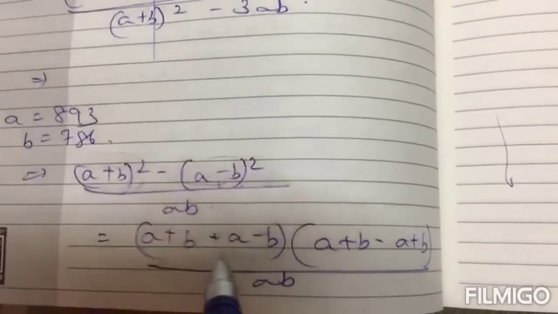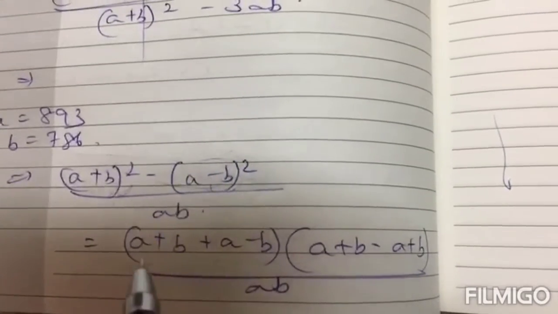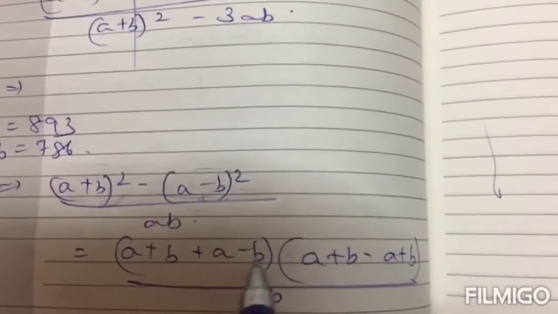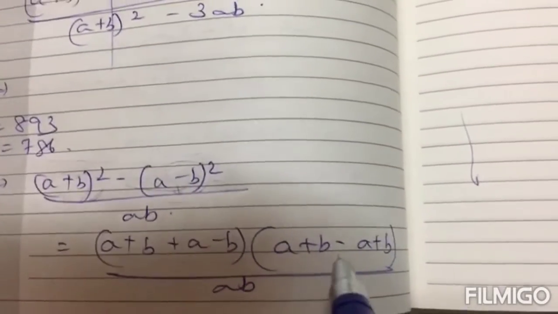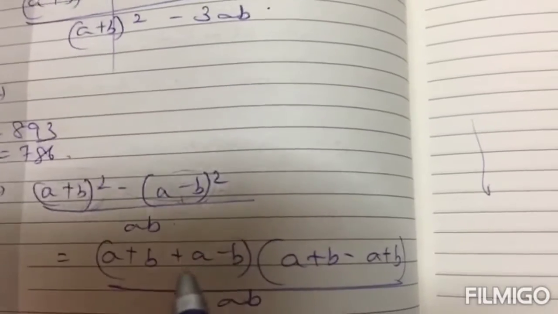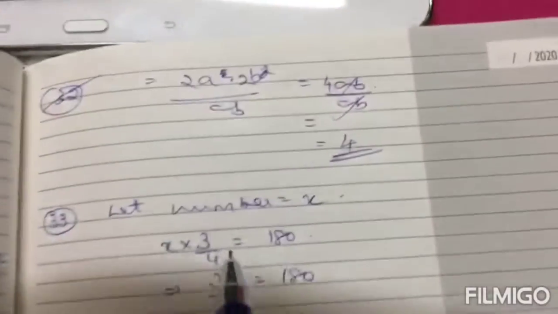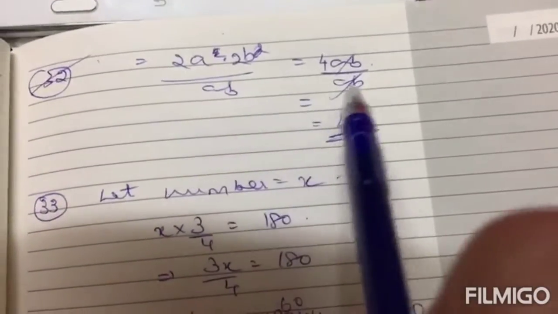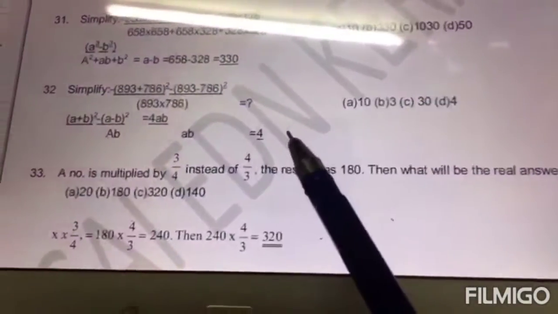So we write that plus b. Here b we have taken as a minus b. So a plus b plus a minus b, (a plus b) brackets. Similarly a minus b. Now this is actually a minus b. When we take minus of this, it becomes minus a plus b. After simplification, you get 4ab divided by ab. ab get cancelled. The answer is 4. See if it's right. Yes, correct.